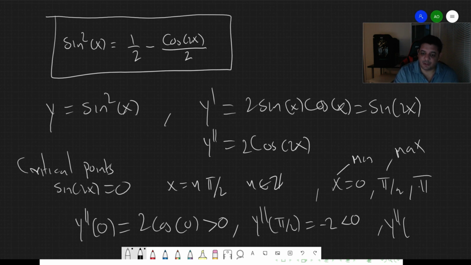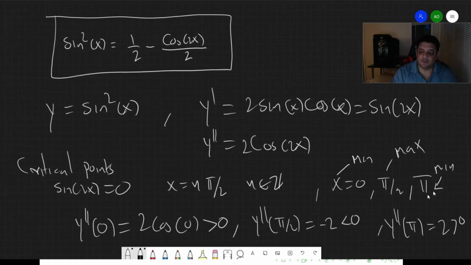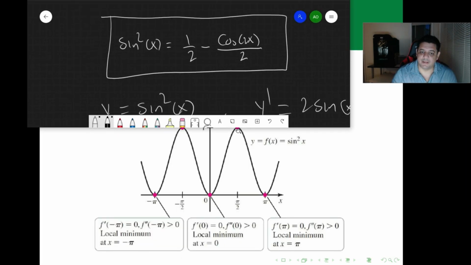And y double prime of pi is going to give me 2 cosine of 2 pi, which is 2, positive, and so we're going to have a minimum in there. And so that is exactly the situation that is being reflected here. So notice at pi and 0 is a minimum, and at pi half is a maximum.